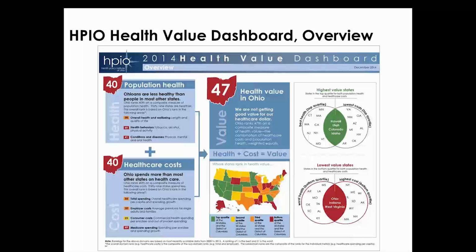So, for example, in the healthcare cost domain, we have the subdomain of total spending, where we rank 36th. That domain is comprised of the metrics overall healthcare spending per capita and spending growth per capita. In the population health domain, you have the subdomain of overall health and well-being, where we rank 38th. And you can see that the metrics included in there include length and quality of life.